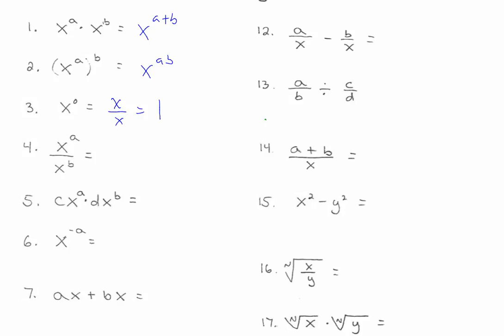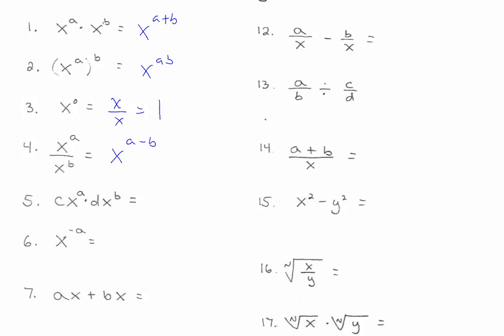All right. John, can you do 4? X to the a minus b. It is x to the a minus b. Again, this is a shortcut. Let me give you an example here.